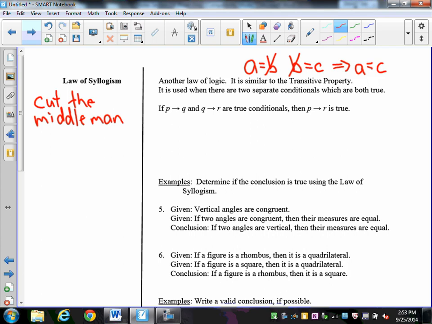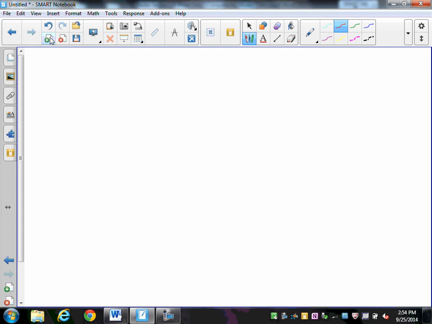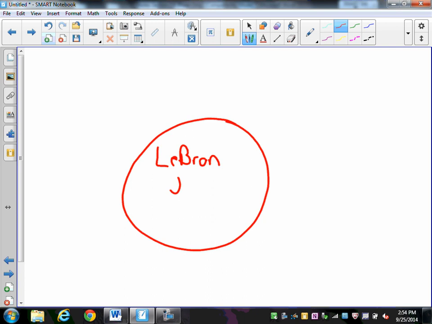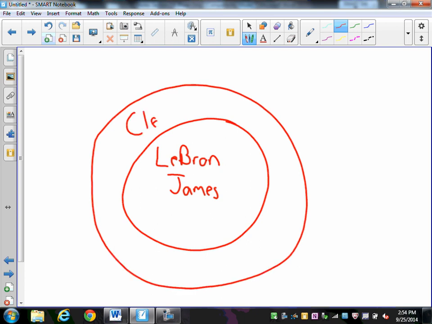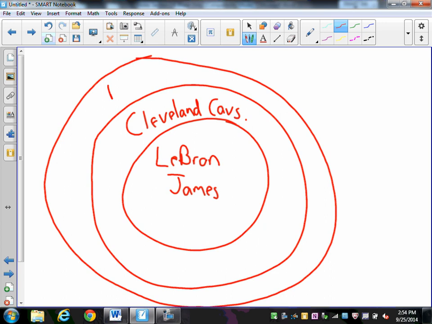That's the same type of thing we're doing in the transitive property. So what we do is, it says if P then Q and Q then R are true conditionals, then P then R is true. In order to give you a better idea of this, let me just draw something out. I always like to use sports as an example for this. So let's take LeBron James. You know that he's now on the Cleveland Cavaliers. He plays for the Cleveland Cavaliers, and the Cleveland Cavaliers are one of the teams in the NBA.